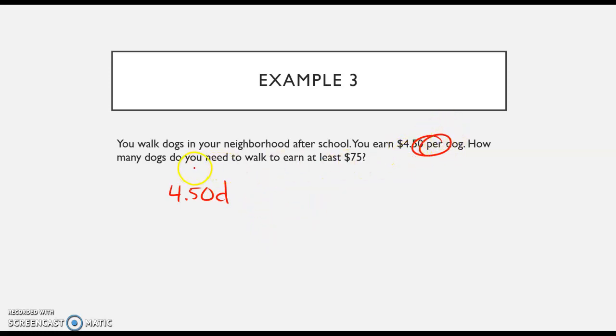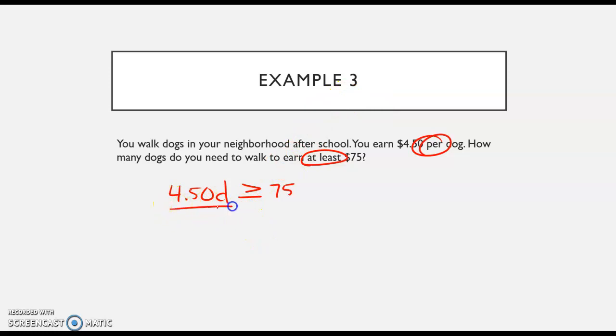And we want at least. At least means greater than or equal to. When we see the term at least, that's a greater than or equal to 75. And I know it's equal to because we are happy with $75. We would be even happier with more than $75. So at least is always a greater than or equal to.